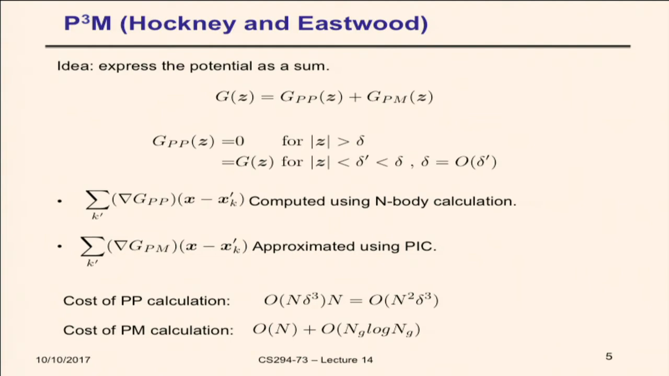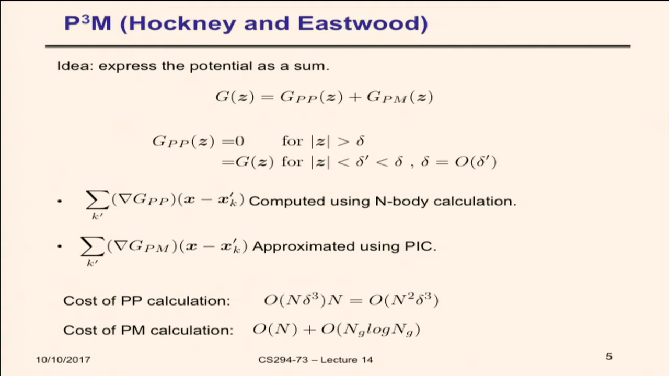So here is particle-particle-particle mesh due to Hockney and Eastwood. You express the potential as a sum, a particle-particle contribution and a particle mesh contribution. The particle-particle contribution has localized support: outside of absolute z greater than delta, or outside of radius delta, the particle-particle forces are 0, and inside of delta prime, where delta prime is comparable to delta, it's the entire potential. So this is the singular part of the Coulomb/Newtonian potential.